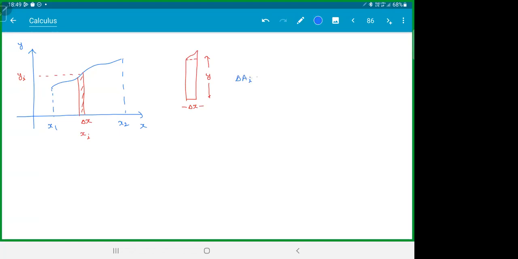So delta Ai, this is the area of the ith rectangle, which is yi into delta x. So the area under the curve is the summation of all these things. It will be the summation of all the areas of the rectangles, where the x coordinate will go from x1 to x2. Problem, this still has some error. You don't get a proper area. And this symbol sigma is called summation. I hope you know that.